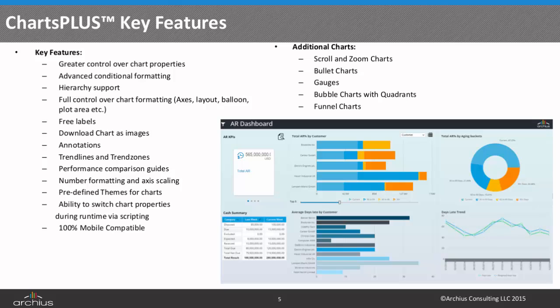So when you design this dashboard, this will work fine on a mobile device, which is supported by SAP Design Studio. In addition to the properties, these are some of the charts which we offer, and this is not the full list. There's much more, but these are a few of them which we offer in addition to what's available in Design Studio. A lot of our customers use scroll charts, bullet charts, gauges, bubble charts with quadrants, funnel charts. These are some of the common charts which are used by our customers.